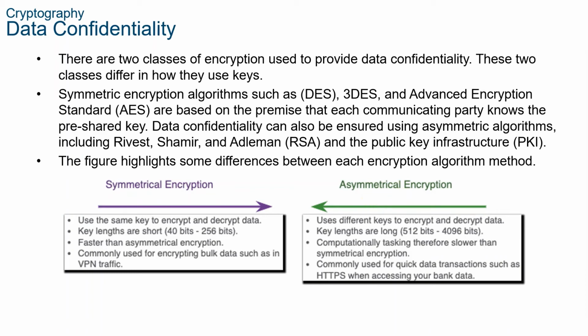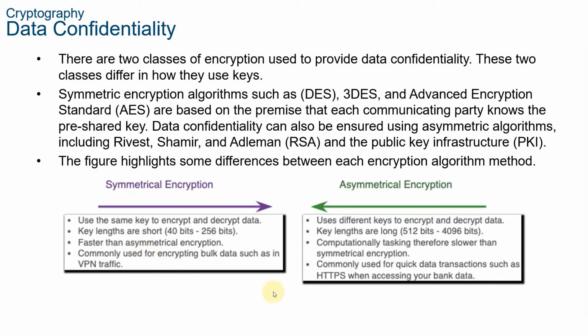Data confidentiality can also be ensured using asymmetric algorithms, including the Rivest, Shamir, and Adleman, or RSA, and the public key infrastructure, or PKI. Now, the figure here highlights some differences between each encryption algorithm method.